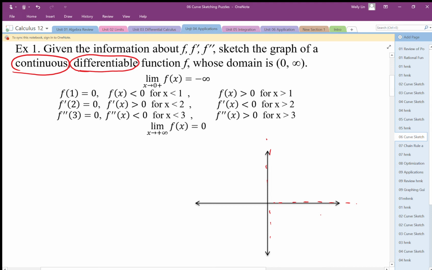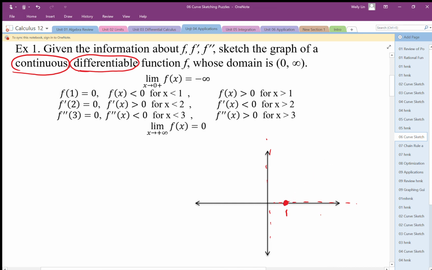It says f of 1 equals 0. Okay, well, that means that at 1, we get an x-intercept. It tells you that for x less than 1, it's going to be below the x-axis, or less than 0. And for x greater than 1, it's going to be above the x-axis, so it's going to be greater than 0. So it looks like it's going to be a graph down here and a graph on this side.